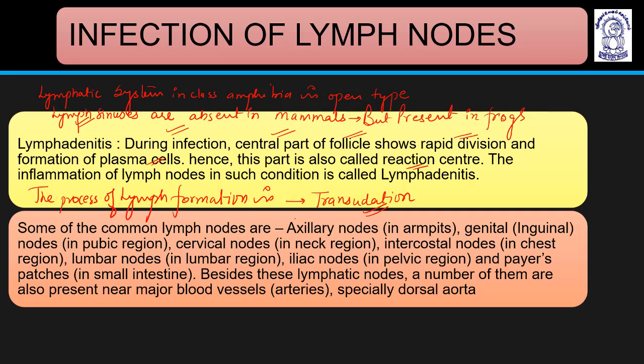Some of the common lymph nodes are axillary lymph nodes in armpits, inguinal lymph nodes in the pubic region, cervical nodes in the neck region, intercostal nodes in the chest region, lumbar nodes in the lumbar region, iliac nodes in the pelvic region, Peyer's patches in the small intestine. Besides these lymph nodes, a number of them are also present along major blood vessels like arteries, especially the dorsal aorta. Now, lymph nodes are maximum in armpits and groin region.